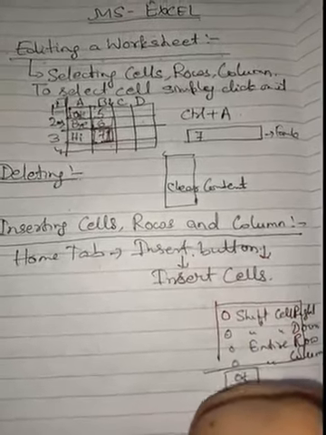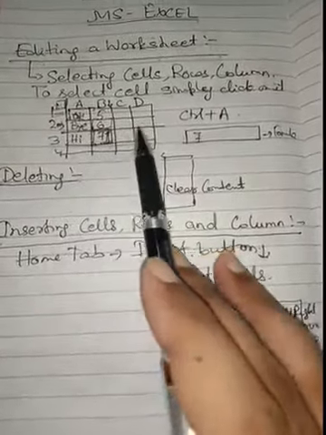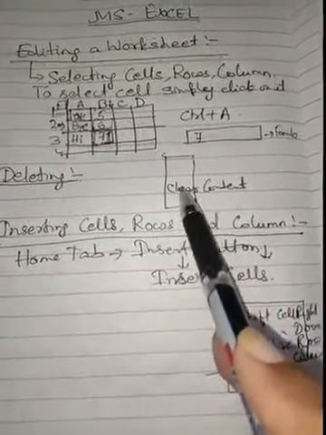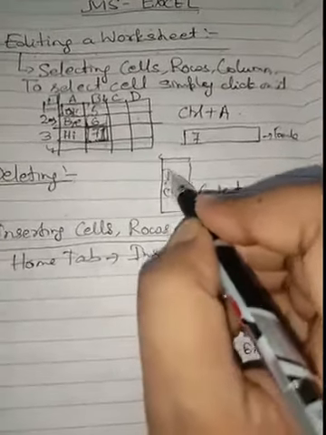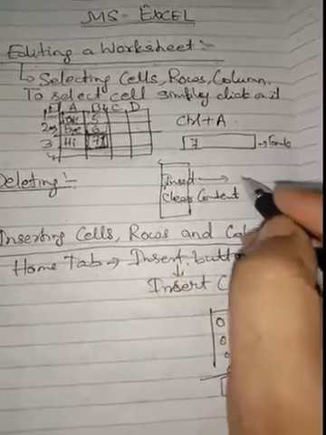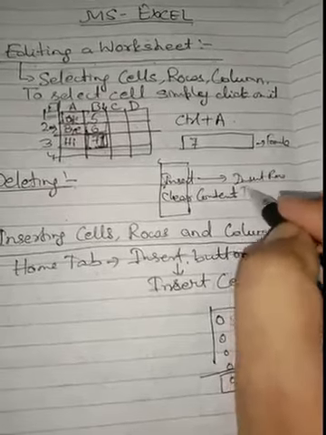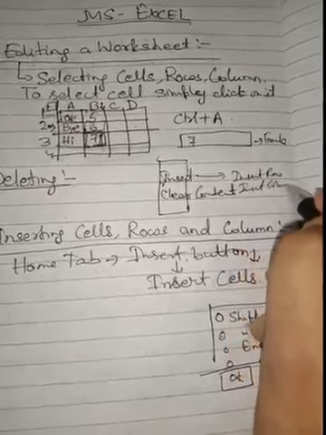There is another way also of inserting rows. Select the entire row, click on the right button. From the right button, go to the insert option over here. From the insert option, you will get the option of insert row, insert column, and you can select it from here also.